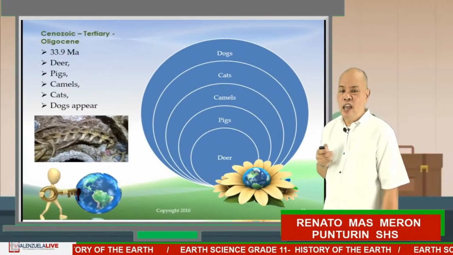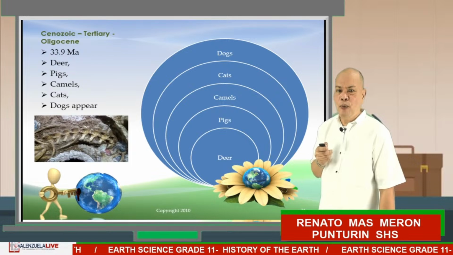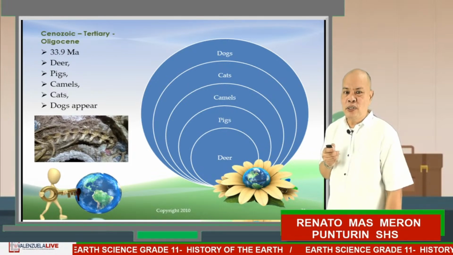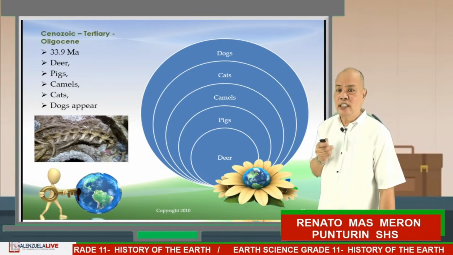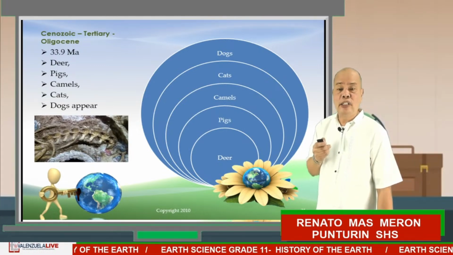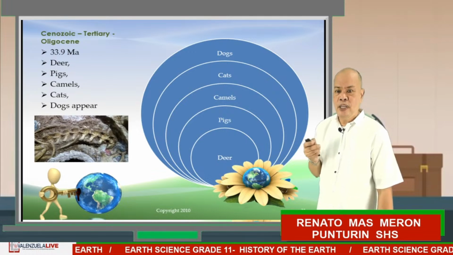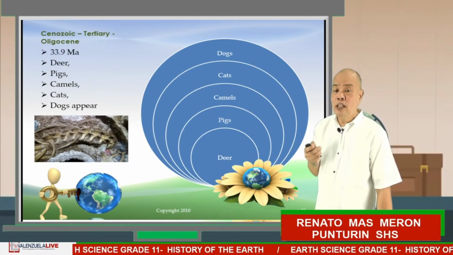Next to Eocene epoch was Oligocene epoch. In the Oligocene epoch, during the Tertiary period in Cenozoic era, in 33.9 mega-annum or 33.9 million years ago, these were the visible animals on Earth: deer, pig, camel, cat, and dog appeared on Earth.